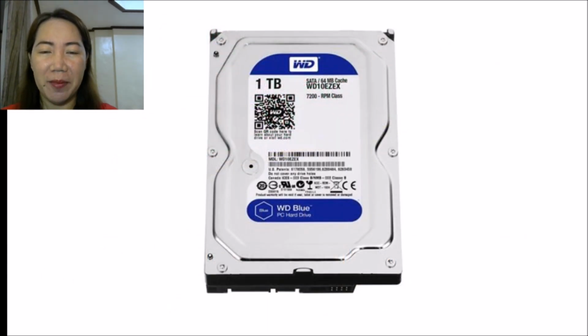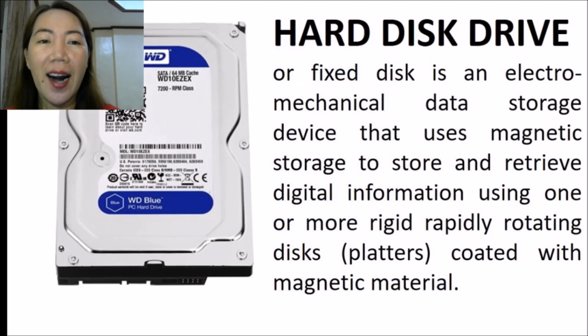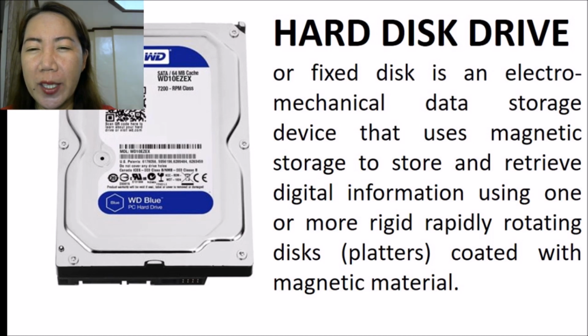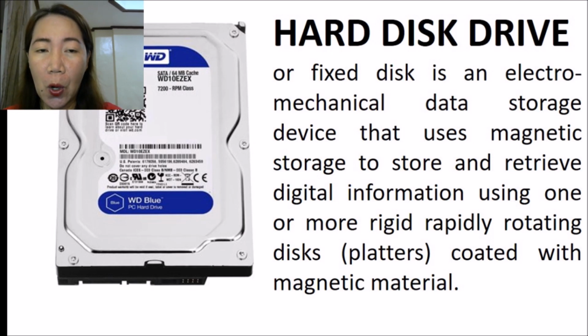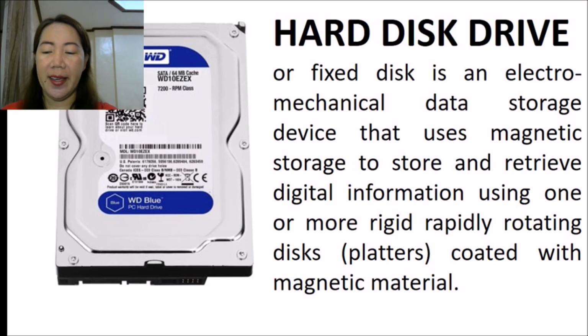Okay, what about that one? 3 seconds again. Time's up. Okay, the answer is hard disk drive or HDD. It is a fixed disk with an electro-mechanical data storage device that uses magnetic storage to store and retrieve digital information using one or more rigid, rapidly rotating disks or platters coated with magnetic materials. And the other function of the hard disk drive is it is the long-term storage device. This is where you store your software and applications.